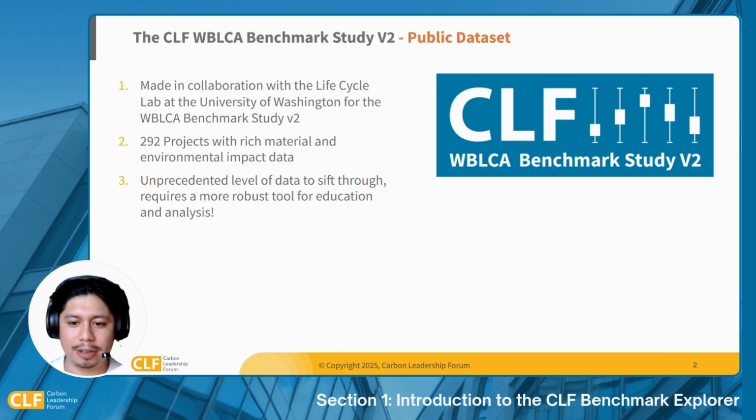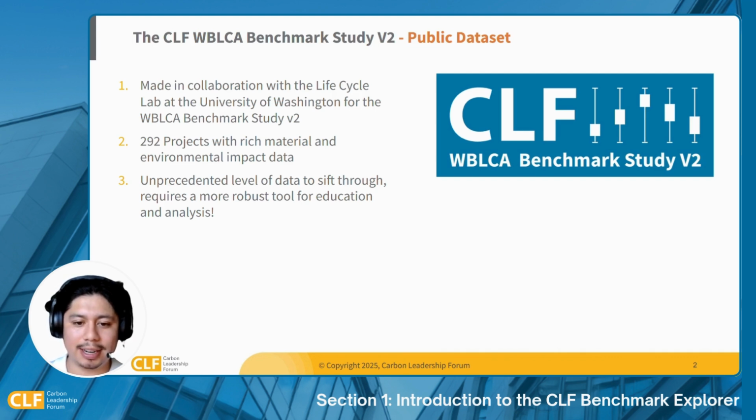This dataset of 292 projects is the most rich and comprehensive repository of building level and material level environmental impacts in North America. The dataset provides users with the ability to understand how building characteristics, aspects like structural system or building height, and material quantities, such as steel, concrete, or gypsum, can affect the environmental impacts of projects.